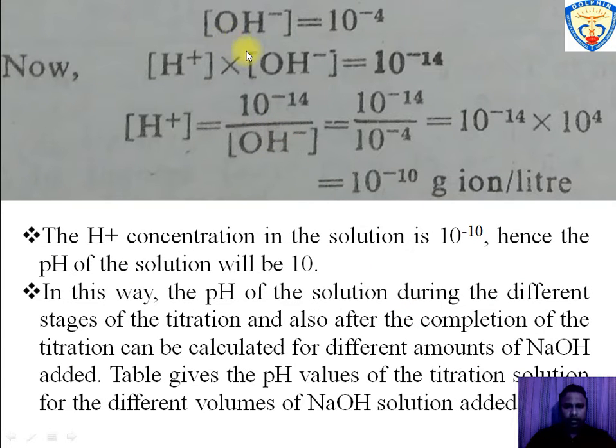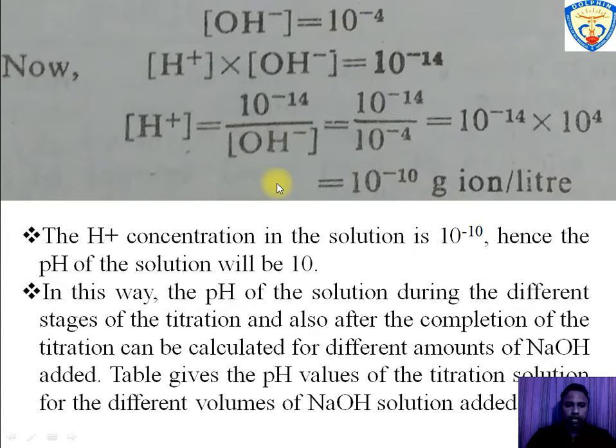As said in the last slide, the hydroxide ion concentration is equal to 10 to the power minus 4 gram ion per liter. As we know, the product of the concentrations of H plus and OH minus is equal to 10 to the power minus 14, and now we put the concentration of hydroxide ion into it, that is 10 to the power minus 4, so H plus concentration times 10 to the power minus 4 equals 10 to the power minus 14.